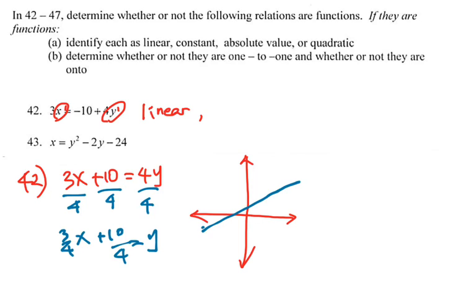Now, is this a one-to-one function? Yes, it is, because for one value of x, there's one value of y. Wherever you look, you will see that as well. So it's going to be a one-to-one function.